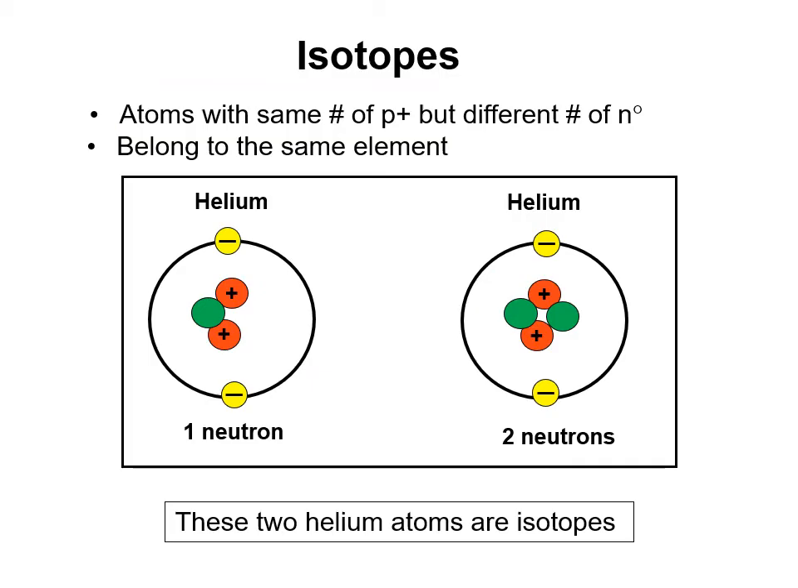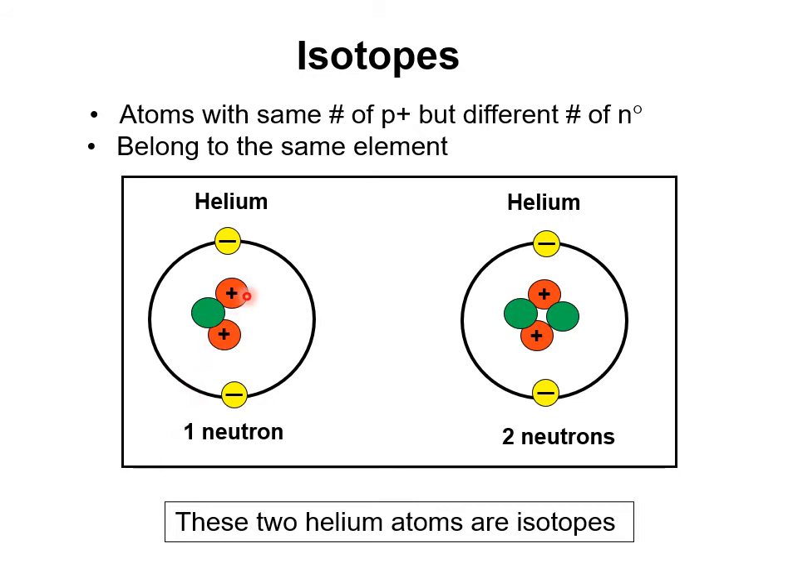So next we're going to talk about isotopes. Isotopes are atoms with the same number of protons but different numbers of neutrons. Isotopes belong to the same element because their number of protons is the same. So the number of protons determines what type of element it is.